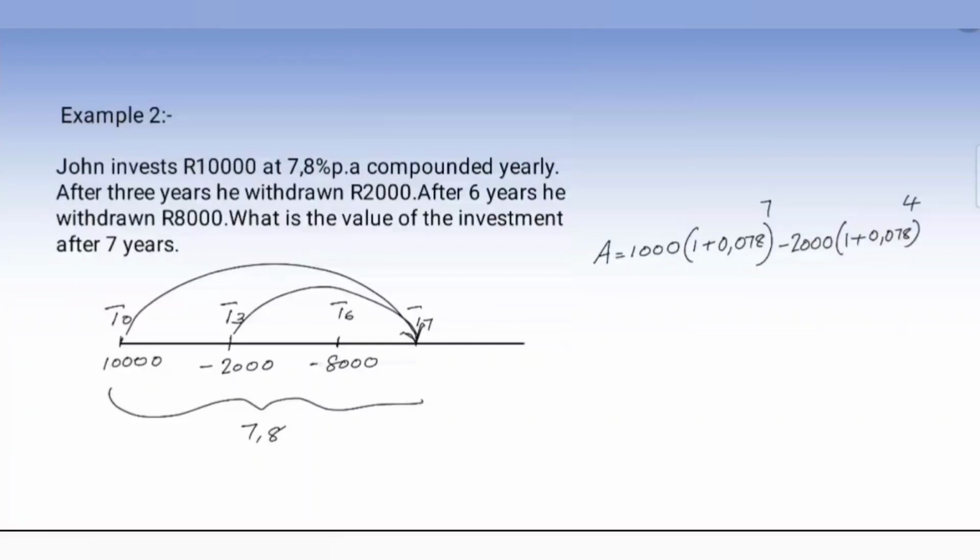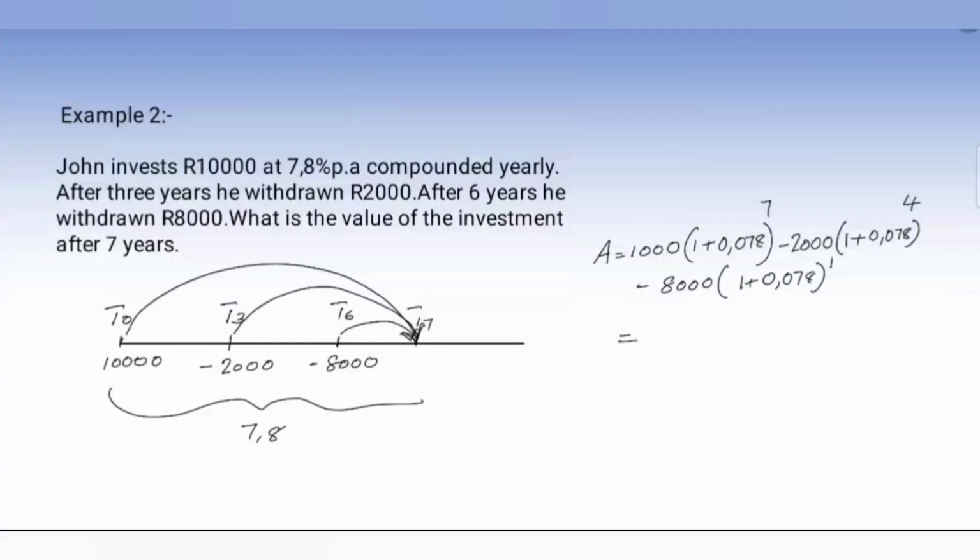Sorry, I didn't write negative sign because 8,000 is not a deposit, it's a withdrawal. Okay, so minus 8,000 rand. 1 plus I is 0.078. Here we are using compound interest formula. From T6 to T7, how many years? Only 1 year, isn't it? To the power 1. So we are done. Then type exactly like that in your calculator. You will get the answer.